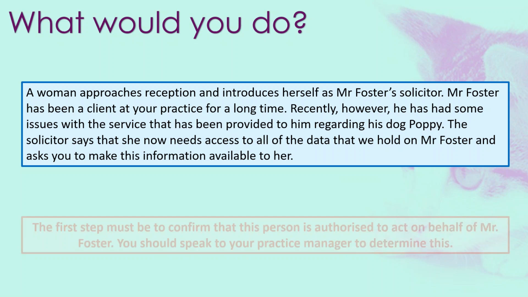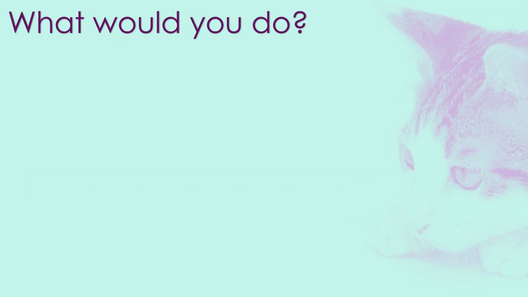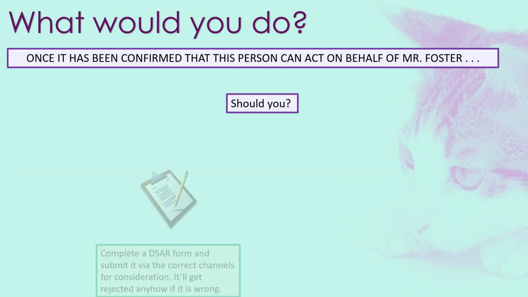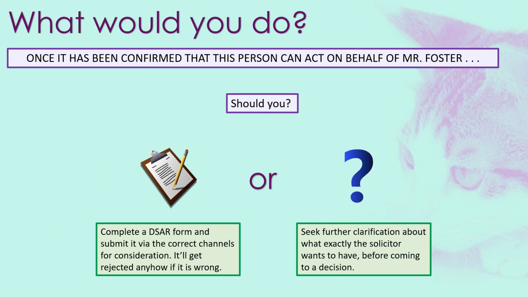It's important to note that the very first step here is to confirm that this person is authorised to act on behalf of Mr. Foster. You should speak to your practice manager to confirm this. Once you've received word that this person is an authorised representative of Mr. Foster, what do we think we should do next? Should you complete a data subject access request form and submit it via the correct channels for consideration? Or should you seek some further clarification about what exactly the solicitor wants to have before coming to a decision?